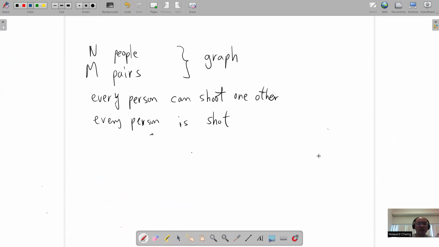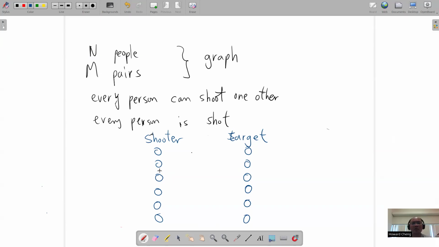And here's, I guess, the insight. If I have n people, I'm going to make each person into two nodes, because each person has two roles. One is to shoot somebody, and the other is to be shot at.